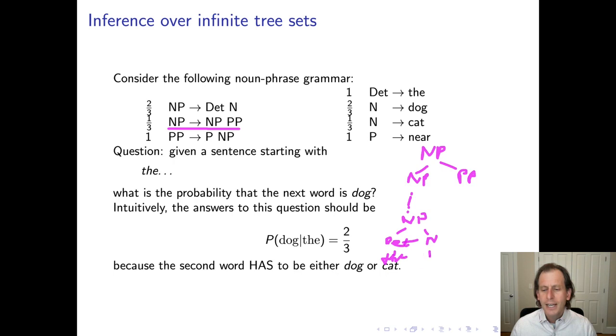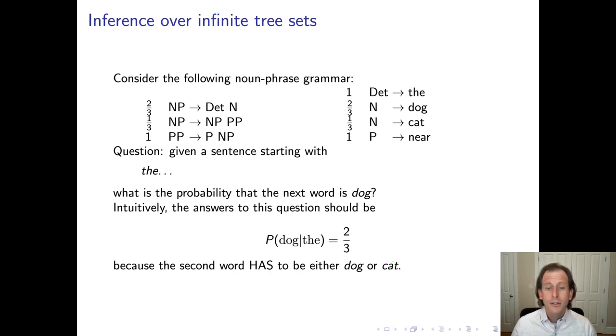And then this has to be something. And the only words that N can rewrite are dog and cat. And so we're really just boiled down to the probability of dog or cat given a noun rewrite. And you can just read those off of these rule probabilities up here. So that's the intuitive answer.